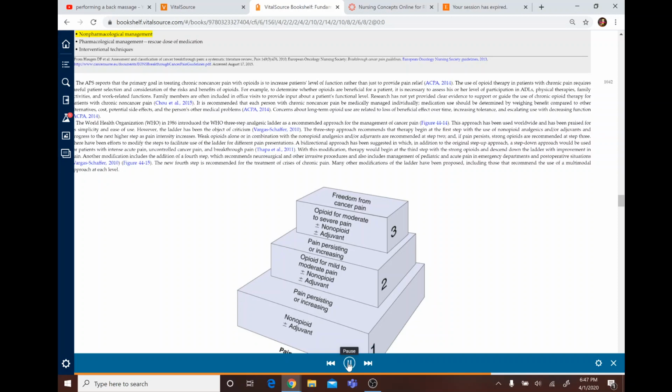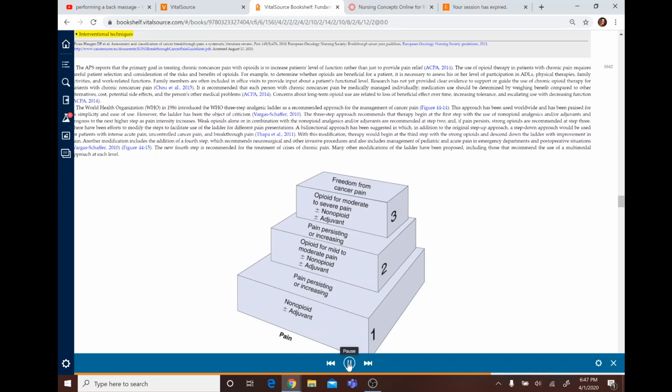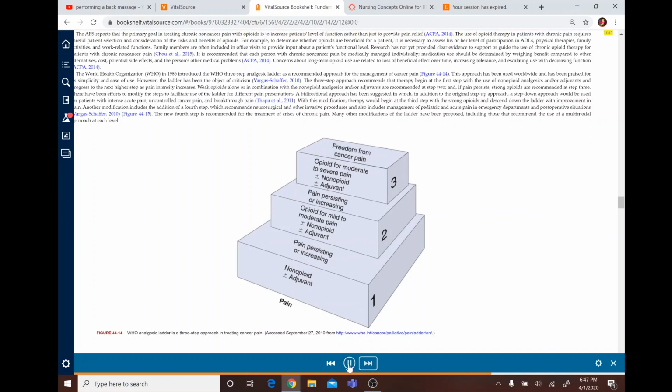Non-pharmacological management. Pharmacological management, rescue dose of medication. Interventional techniques. From Haugen D.F. et al., Assessment and Classification of Cancer Breakthrough Pain, a Systematic Literature Review, Pain 149, 3476, 2010, Europe.